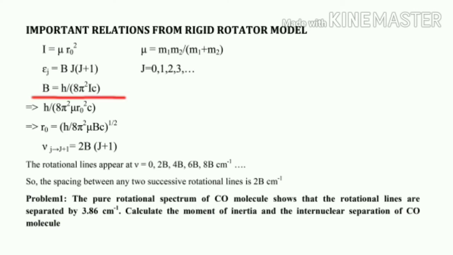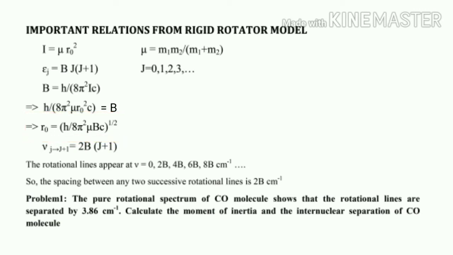Here B is called the rotational constant and is given by B equal to h by 8 pi square I into c, where I is the moment of inertia and c is the velocity of light. So from this relation we can write that B is equal to h by 8 pi square mu r0 square into c. This relation is obtained by substituting I is equal to mu r0 square. So from this we can write that r0 is equal to (h by 8 pi square mu Bc) to the power half. So using this relation we can find out the internuclear distance between the two atoms of the rigid diatomic molecule.